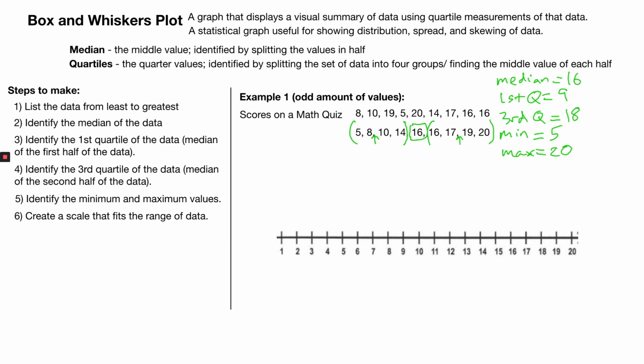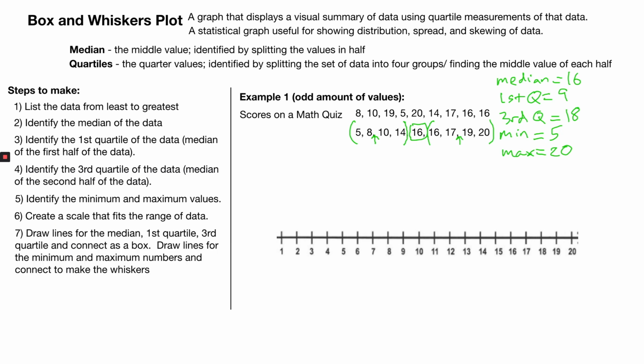And now we are going to actually draw the box and the whiskers. It says draw lines for the median, first quartile, third quartile, and connect as a box. Our median was 16, so I'm going to put a little line right here above the 16. Our first quartile was 9, so I'm going to put a little line right here above the 9. The third was 18, so same thing. Then it says connect as a box, so I'm just going to connect those 3 lines together.